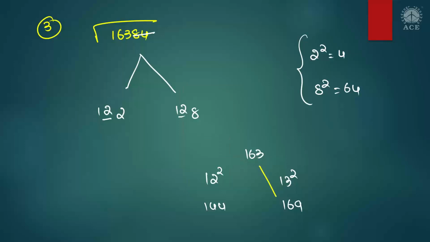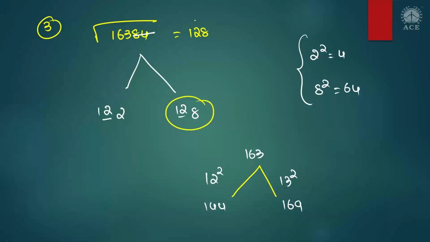Here we have only a 6 difference, and here we have more than 19 difference. So it's close to the higher value, so we should go with 128. Close to the lower value means we should go with 122. So it is close to the higher value 169, so we should go with 128.